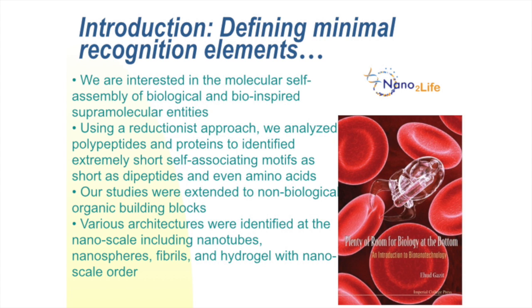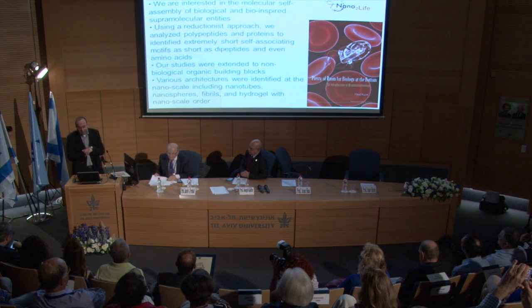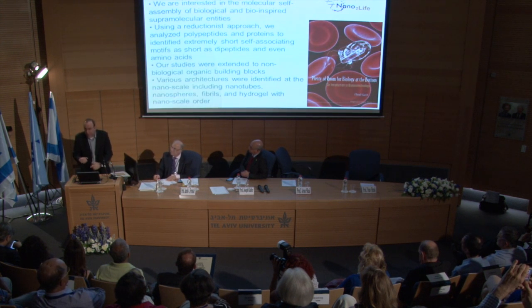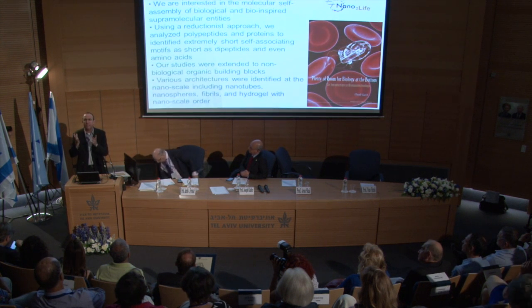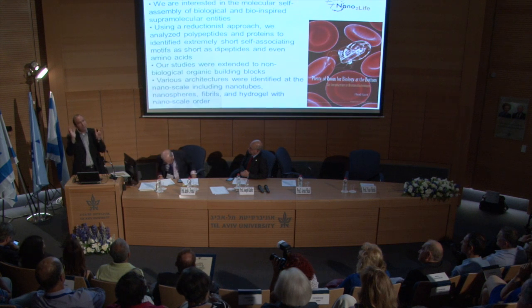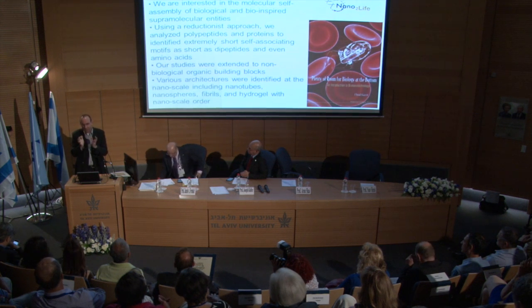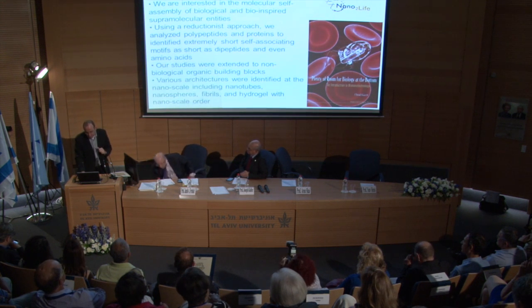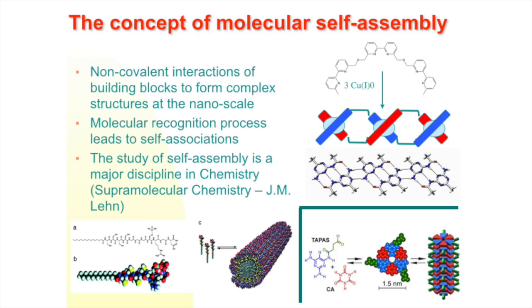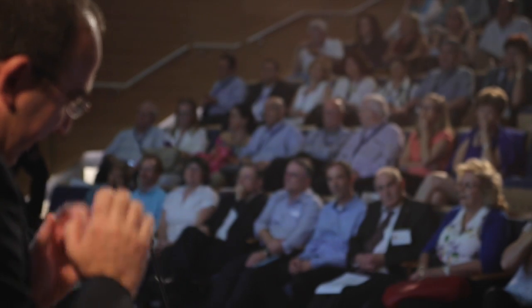And we can make all kinds of different structures at the nanoscale, including nanotubes, nanospheres, nanoplates, all the objects that we know from the macroscopic world, also in the nanoscopic one, in the very tiny structures. So I start with chemistry, and then we'll have some explanation.